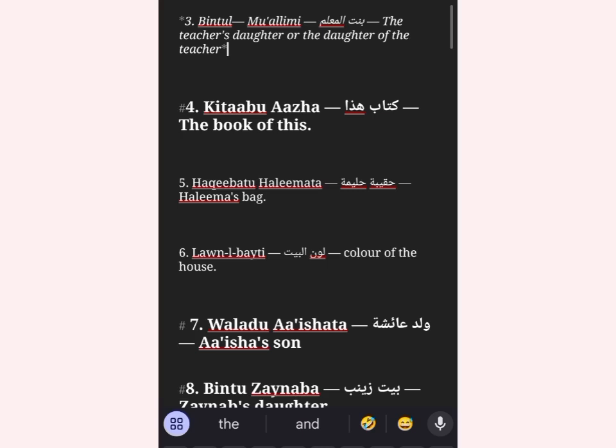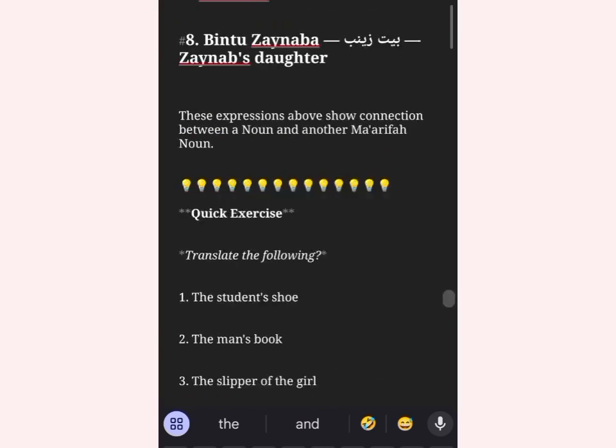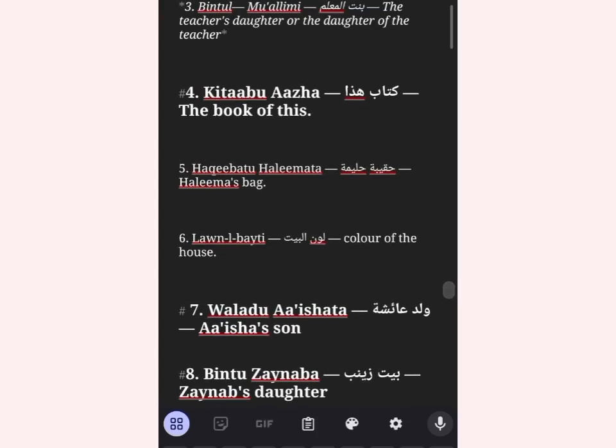Now let's look at the number 5 expression. Now we want to say Halima's bag, which is the same thing as what we have over there. حقيبة حليمة. Bag is حقيبة, and we are relating it to Halima. So we say حقيبة حليمة, the bag of Halima, Halima's bag. Number 6. We want to say the color of the house.